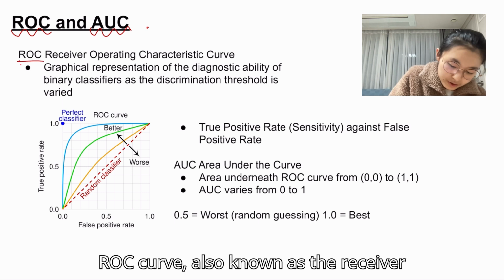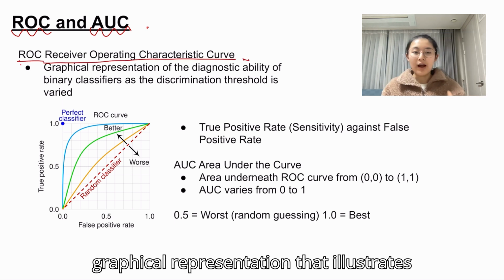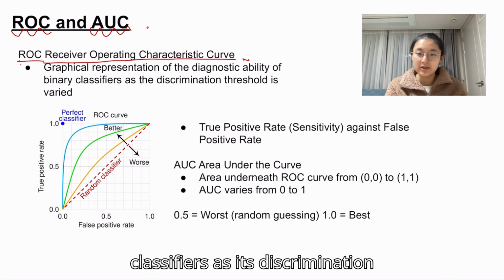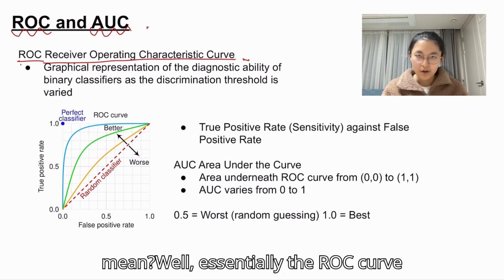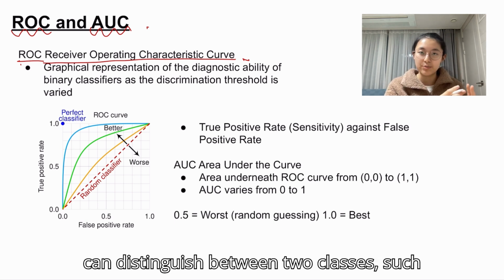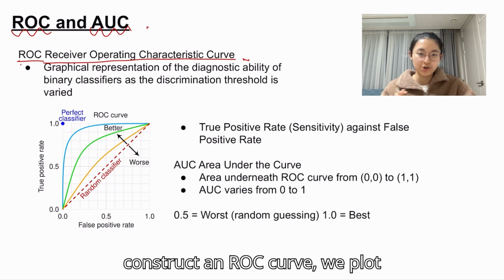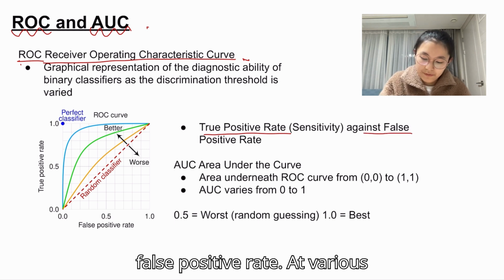Now, the ROC curve, also known as the Receiver Operating Characteristic Curve, is a graphical representation that illustrates the diagnostic ability of binary classifiers as its discrimination threshold is varied. But what does this mean? Well, essentially, the ROC curve helps us understand how well our model can distinguish between two classes, such as positive and negative.